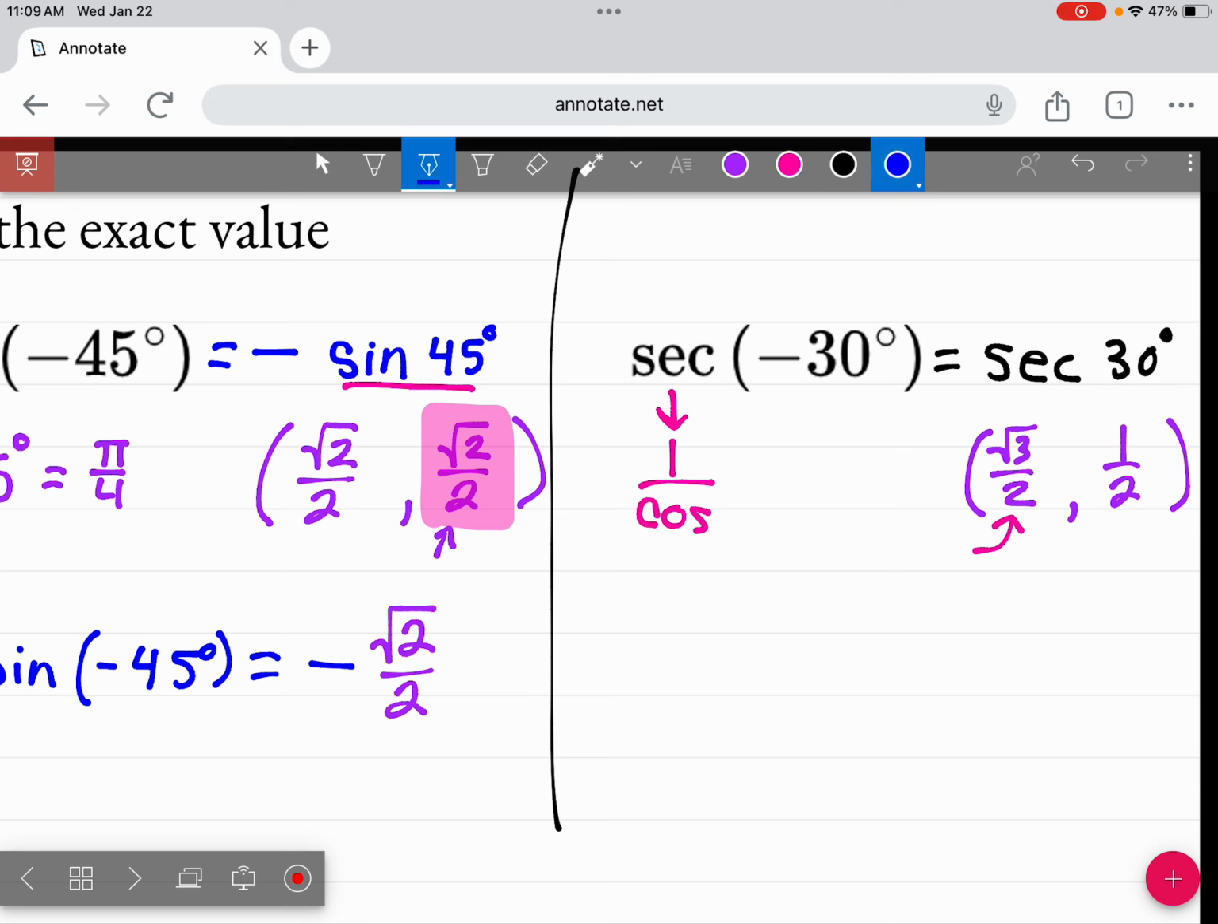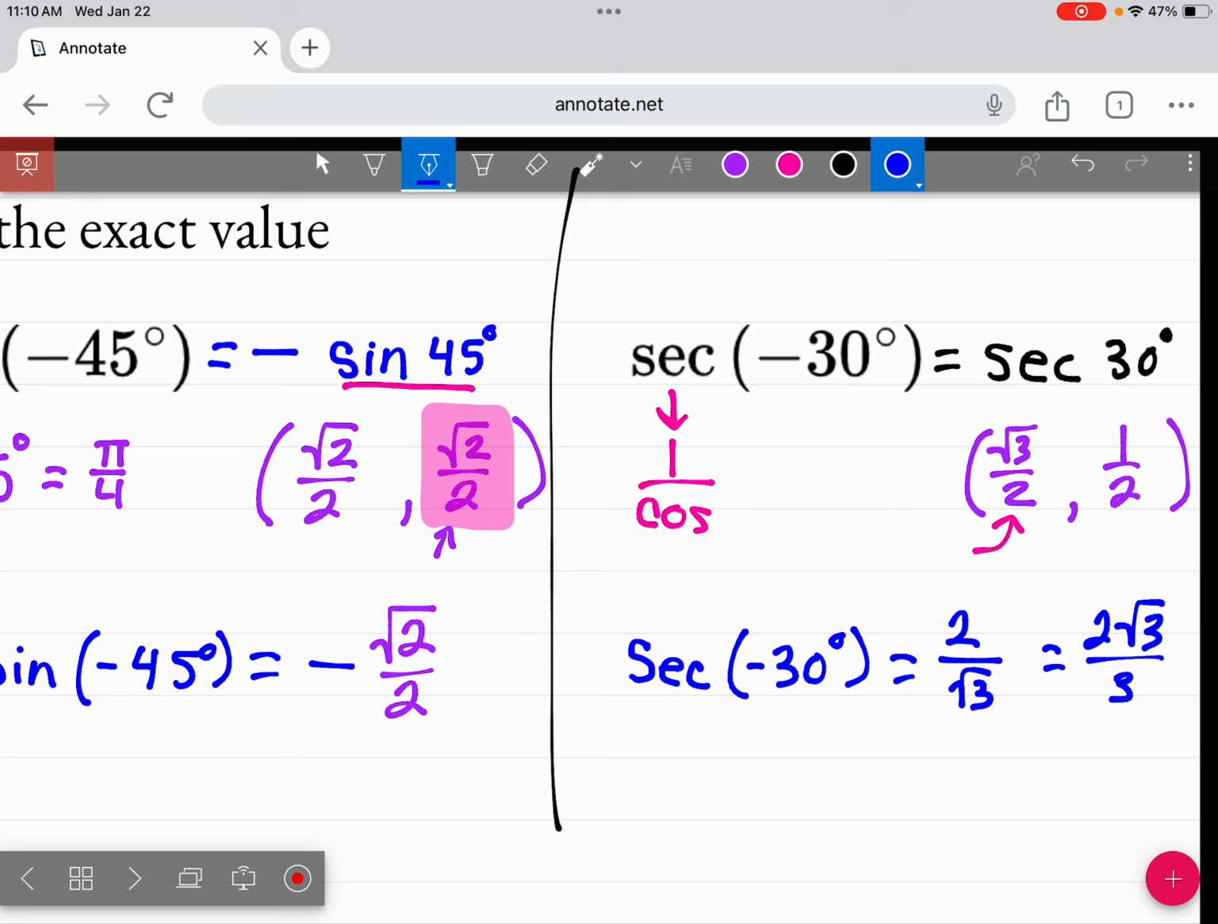How do I get secant of 30 degrees? Reciprocal. We flip it. So secant of negative 30 degrees is going to be the reciprocal of square root of 3 over 2. So we're going to have 2 over square root of 3, which is going to be the same as 2 square root of 3 over 3, because you have to rationalize it. So cosines don't change signs, but sines do. Sines change signs.